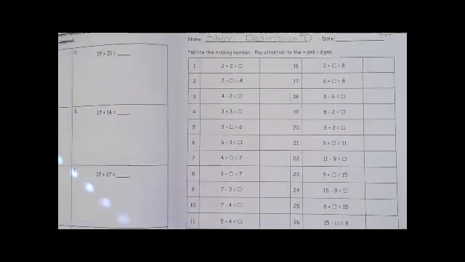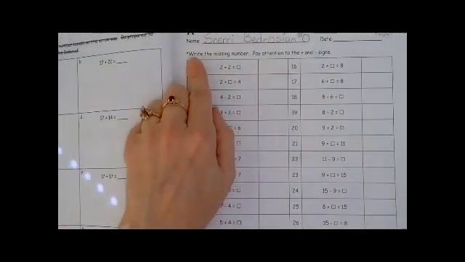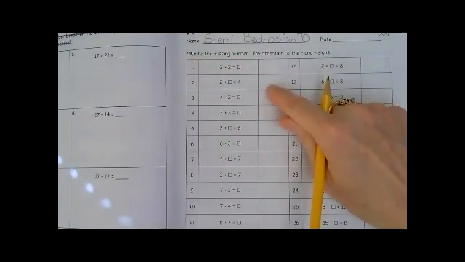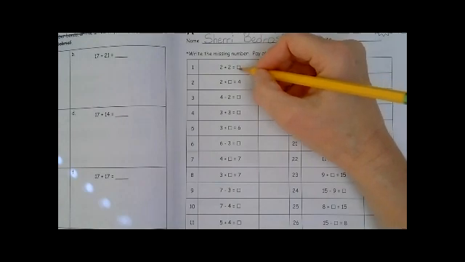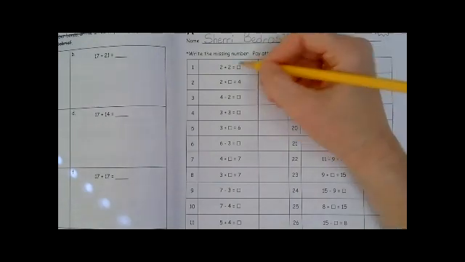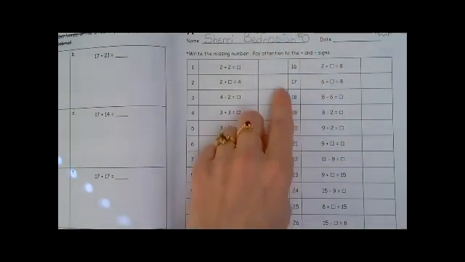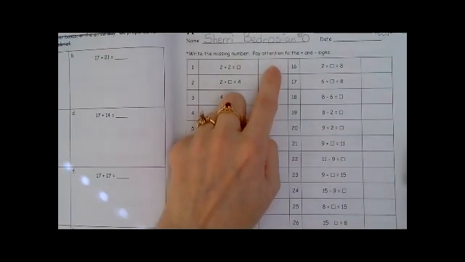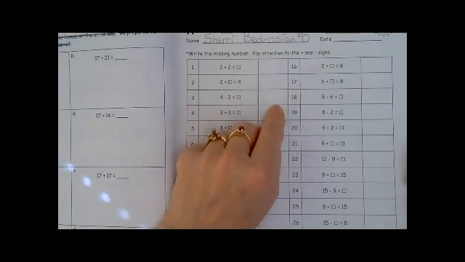Okay, so the directions for today says to write the missing number. Okay, so these are our answer boxes here. Do you see these little answer spaces here? Don't write the number in there. There's no way I'm going to be able to read that, okay? With or without glasses. So I want the answers here in the large answer spaces, okay?